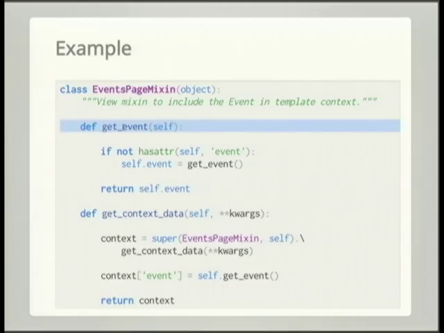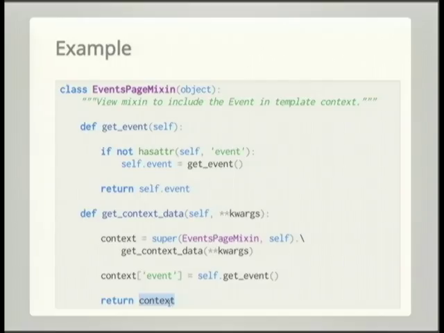First of all, we have this get_event method that's specific to this mixin. And it delegates to some other thing that you import somewhere else. I'm sort of trying to wave my hands and simplify this sufficiently. But you can see it caches it, so it only does it once, and then it returns it. And then you have get_context_data, which is one of those idioms we talked about. It calls super, and then returns the context. And this means that when you're composing the event page mixin with something else that also has get_context_data, you're not going to step on their toes.